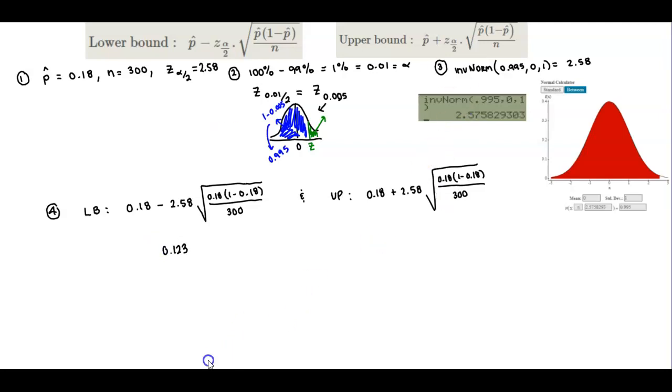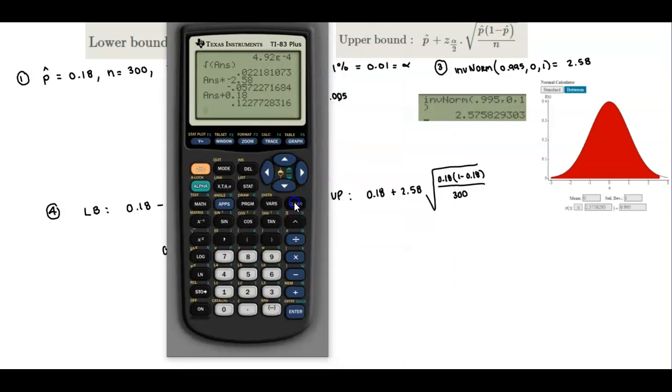Okay, and if we do the same thing over here, again, we're going to take the 0.18, multiply that by 1 minus 0.18, divide that by 300. We're going to take the square root of that answer. We're going to multiply it by 2.58. And then we're going to add the 0.18. So rounding that to 3 decimal places, we get 0.237.